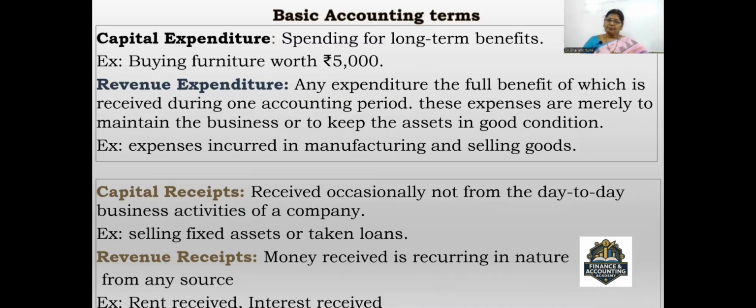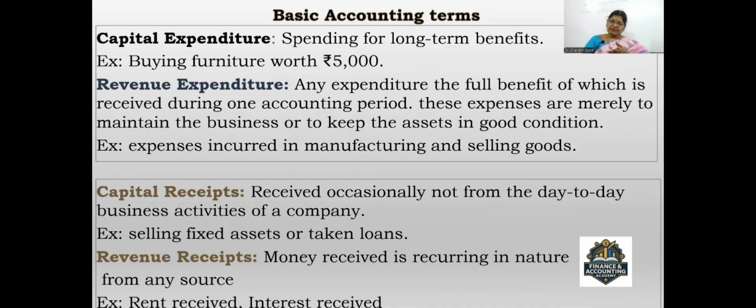For long term benefits, if you are purchasing anything, then it is called capital expenditure. Here we can quote the example of land and building expenditure. What is revenue expenditure? The expenditure for which the benefit is only for one accounting period. Say, for example, we are incurring some expenditure for promoting our sales. We issue samples to our customers when they come to purchase our products.